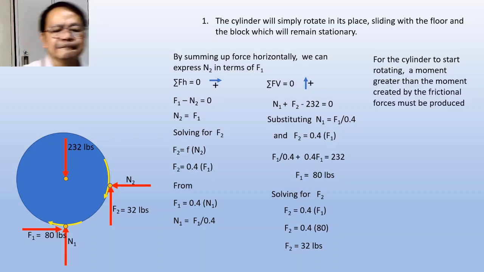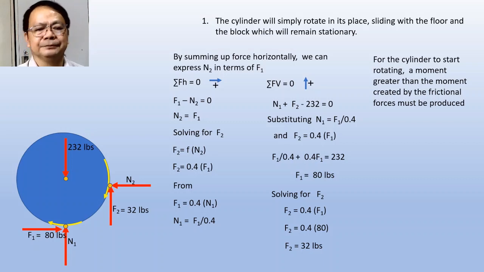Ngayon, sabi nga, for the cylinder to start rotating, diba? A moment that should be greater than the moment created by the frictional force that I have just simply substituted here. Kasi itong f sub 1 and f sub 2 magkakaroon ng tinatawag na resisting moment against rotation, diba? Which is counterclockwise in direction, about that axis. At ang sabi nga dito, for the cylinder to start rotating, a moment that is greater than the moment created by the frictional force must be produced.